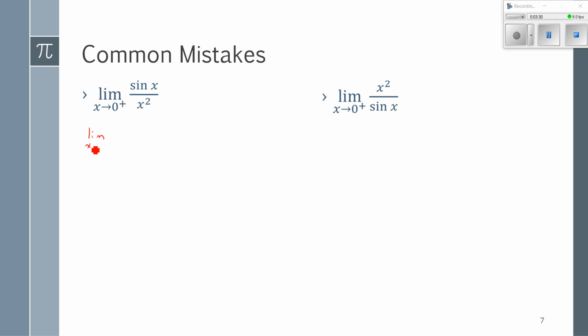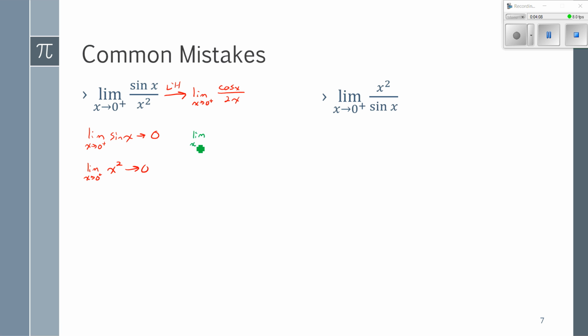When I plug the 0 into the top, I get 0. When I plug the 0 into the bottom, I also get 0. So that's the indeterminate form 0 over 0. I am allowed to use L'Hopital's rule, which gives me an equivalent limit. The derivative of sine of x is cosine of x. The derivative of x squared is 2x. And with this equivalent limit, I'm going to start over and say, okay, let's try substitution.